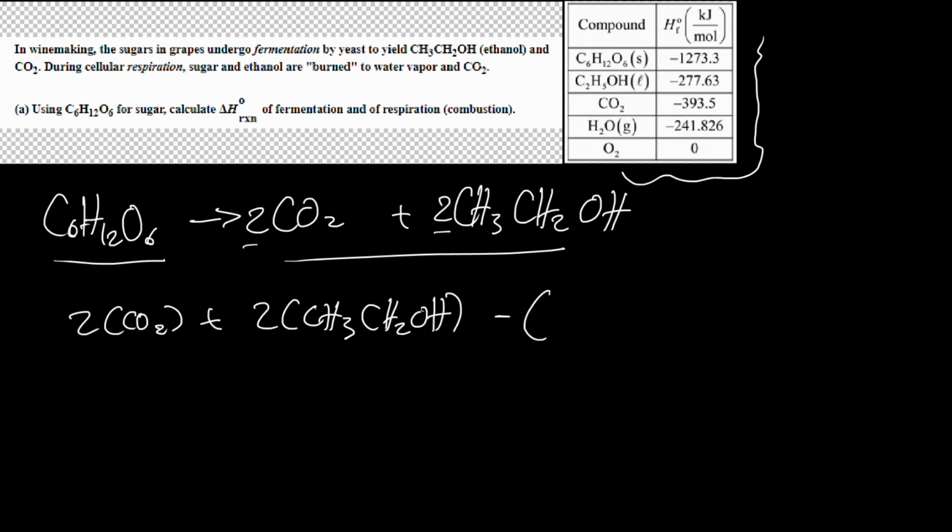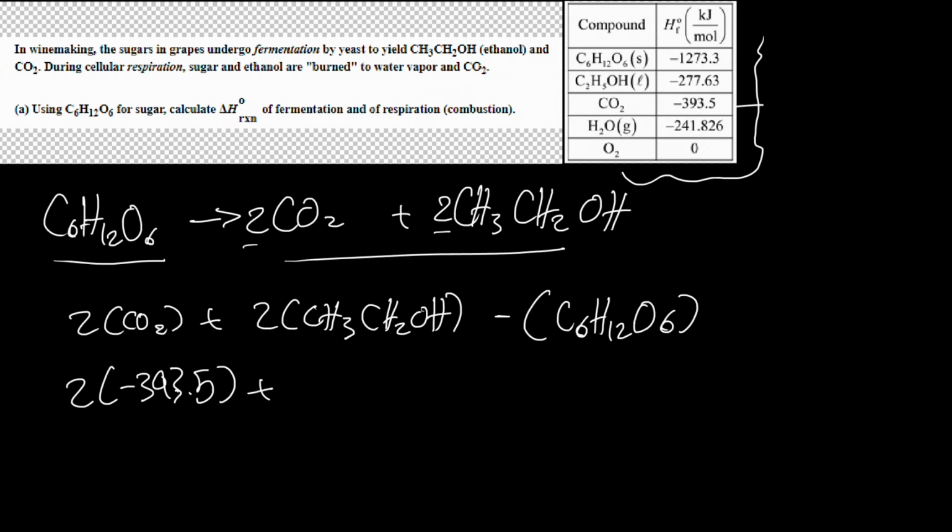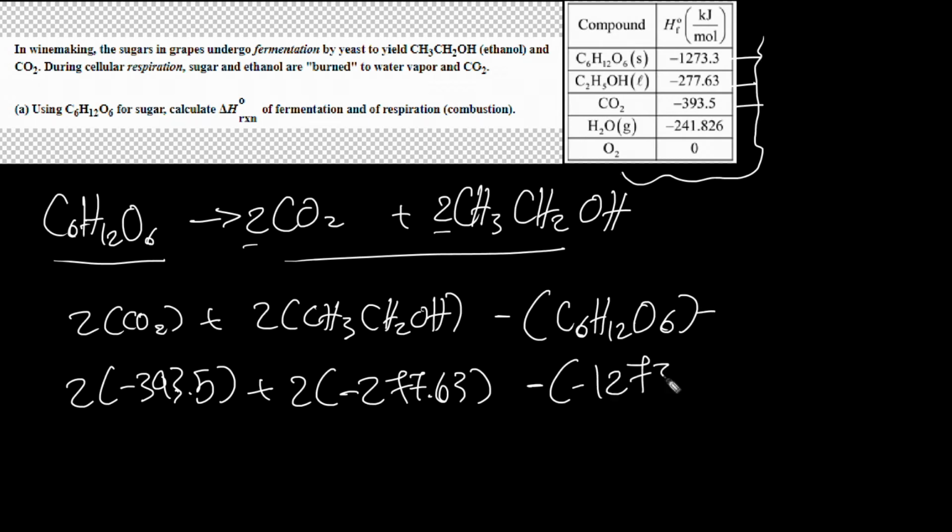minus C6H12O6. And now to plug the numbers in, we'll do 2 times negative 393.5 from here, plus 2 of ethanol, which is right here, so negative 277.63. Subtract that from the sugar, so here, negative 1273.3.